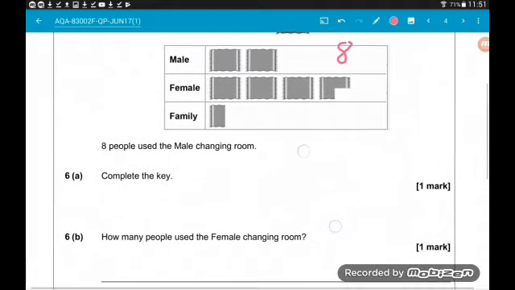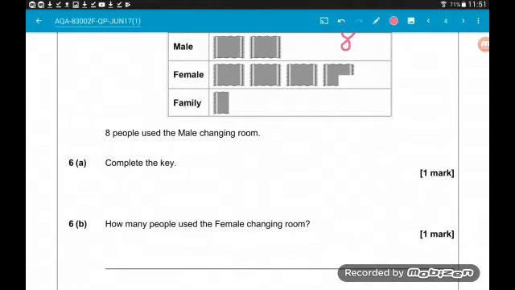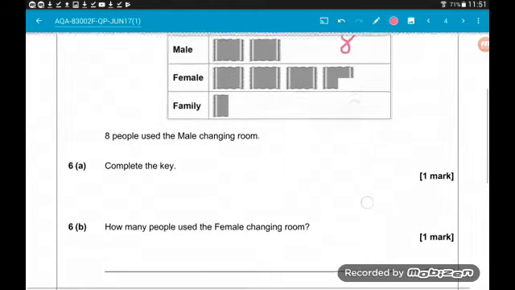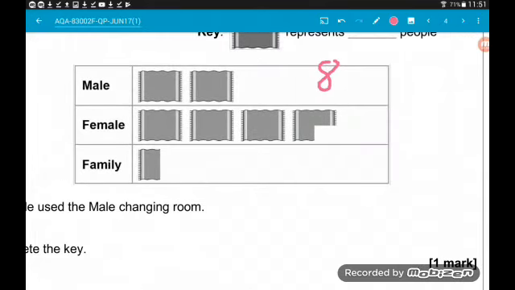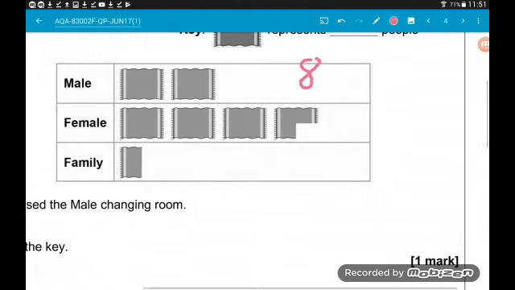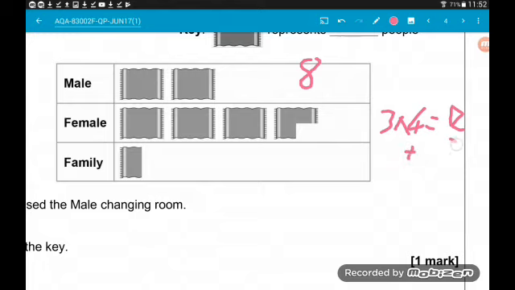And then part B wants us to work out how many people used the female changing room. So, for the females, we've got 1, 2, 3 whole flags and then 3 quarters. So, we've got 3 times 4, which is 12. Now, if each flag represents 4 people, 3 quarters of a flag represents 3 people. So, we've got 12 plus 3, 15 people use the female changing room.